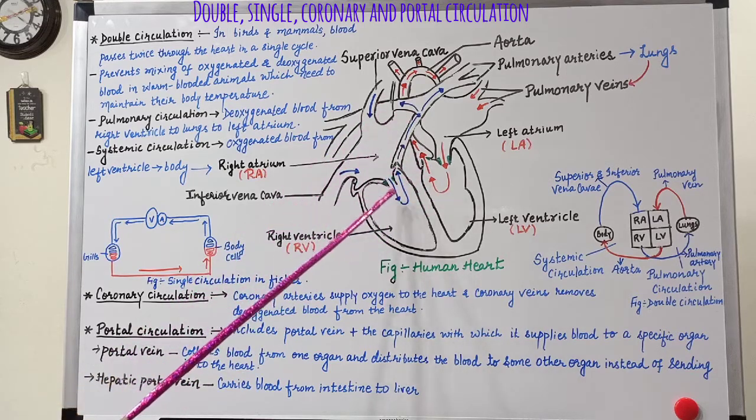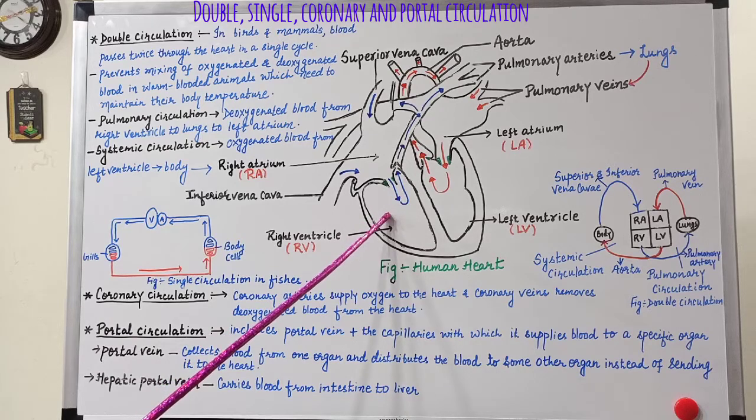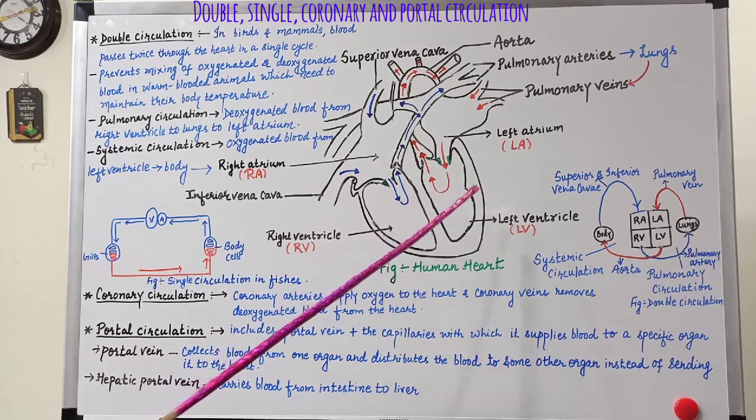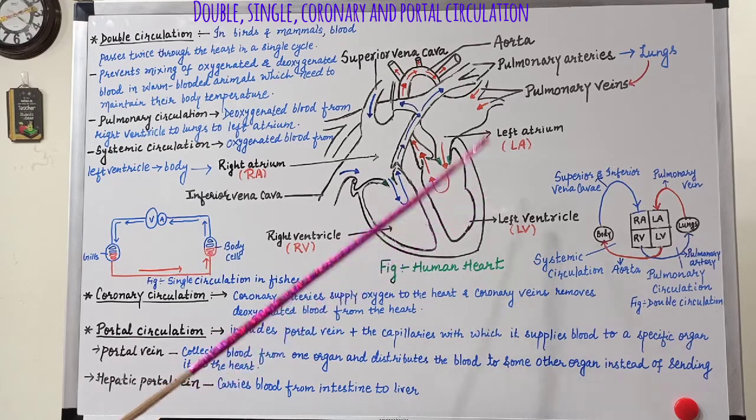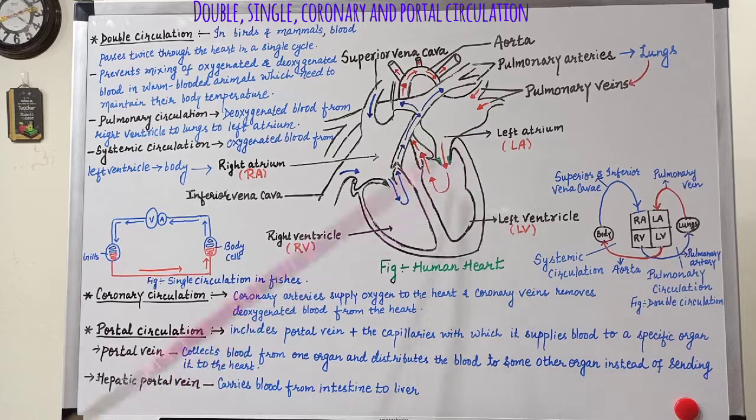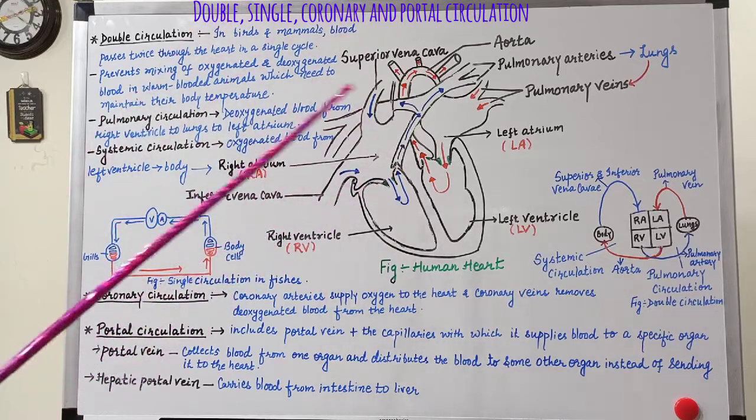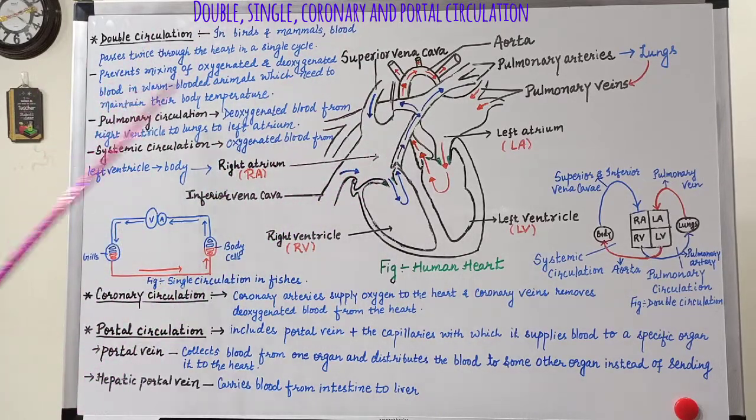You have already seen in the case of the human heart, the right part of the heart contains the deoxygenated blood and the left part of the heart contains the oxygenated blood. This double circulation along with the four-chambered heart prevents the mixing of oxygenated and deoxygenated blood, needed to maintain their body temperature. So, what is the meaning of this double circulation?